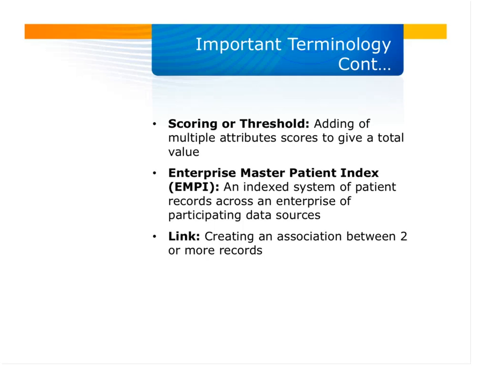Next item is the Enterprise Master Patient Index, which is basically a patient index across your enterprise. So any participating data source, we can look at that information in the EMPI that's hopefully matched up records and say that if this patient has been seen in multiple facilities or multiple locations, you can pinpoint those within your EMPI itself. And then a link is just an association between two or more records across the same or multiple sources of information.